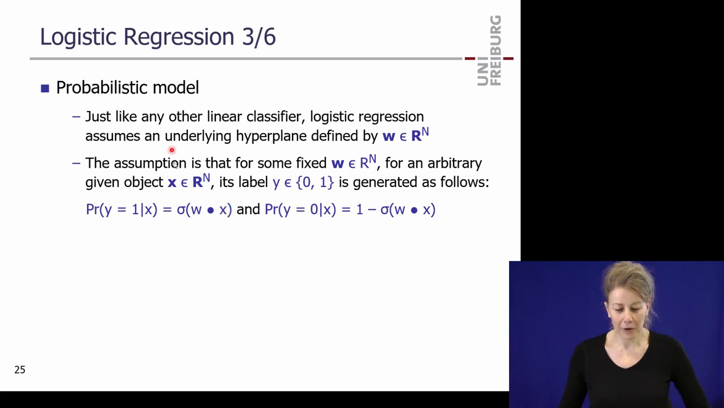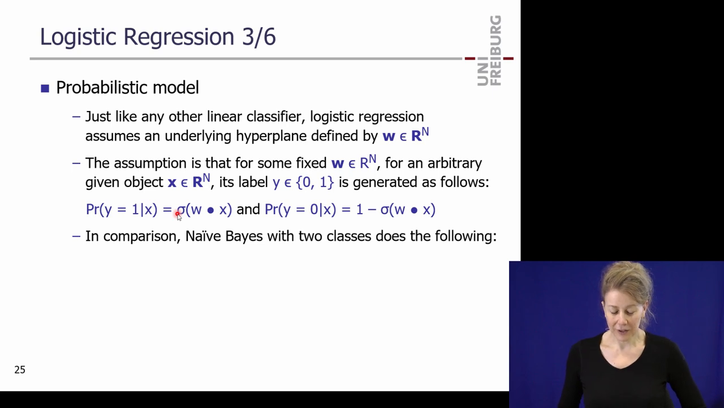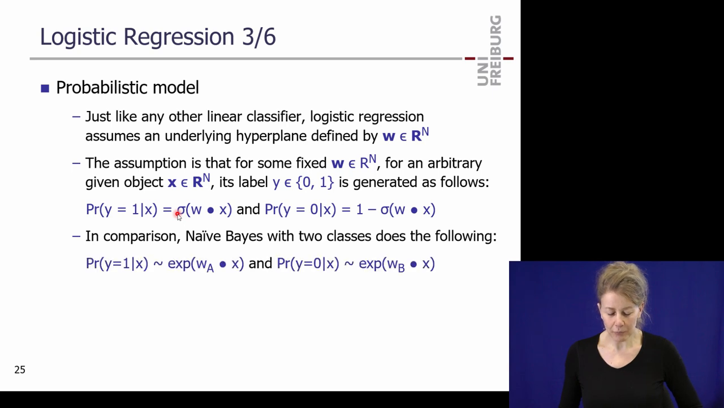So we just say, given a weight vector, the probability that the label is 1 is the sigmoid of the dot product, and the probability that the label is the other thing, which we call 0, is just the opposite. So that's a probability distribution. That's the model of logistic regression. You just turn the dot product into a probability using the sigmoid function. You could use any other function as well, but this has nice properties, which we will use in a second. And now, what does naive Bayes do in comparison?